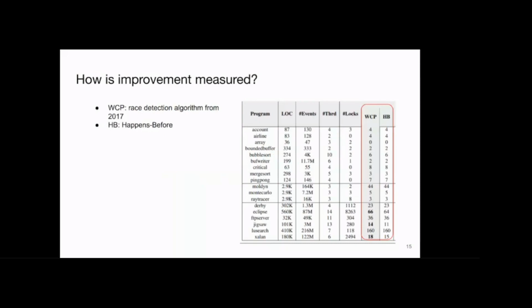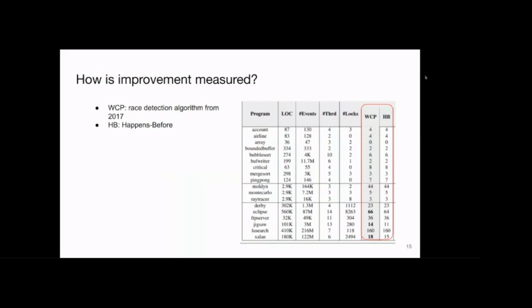So the question that motivated this work is, how do we actually measure improvement within these algorithms? Here's a snippet of a table from a race detection algorithm called WCP. It's from 2017. It's a partial ordering algorithm, and it compares itself to happens-before. In these two columns highlighted in red, you'll see the number of races detected by these algorithms in each of these programs. So WCP detects 4 race conditions in account, 4 in airline, etc.